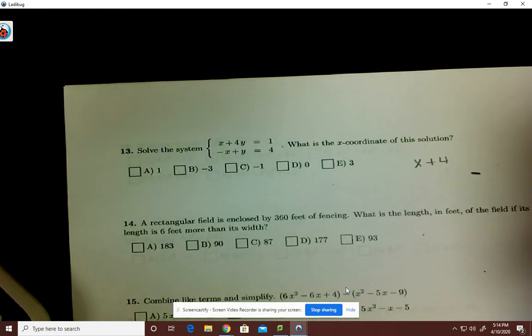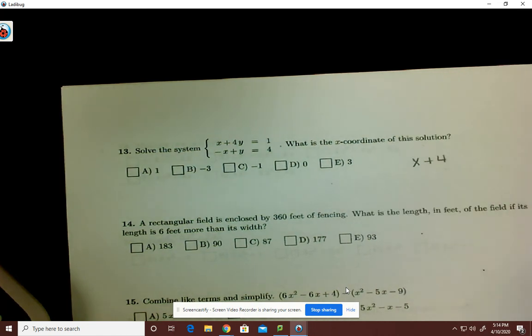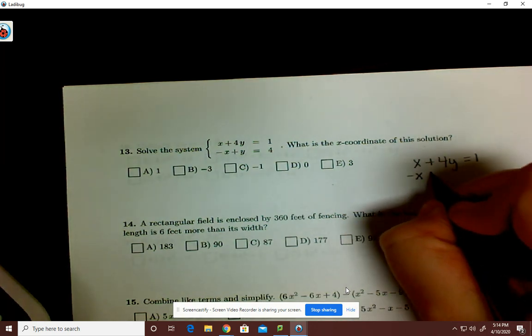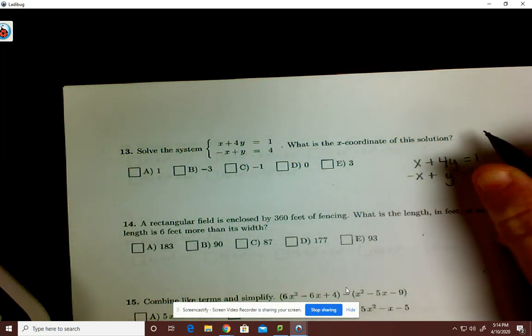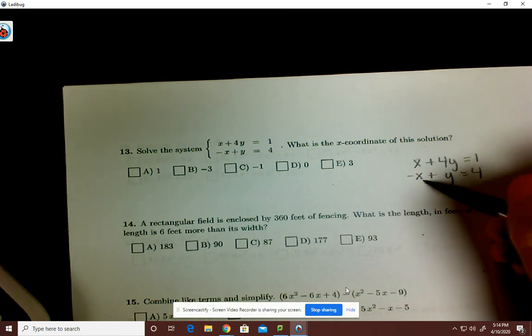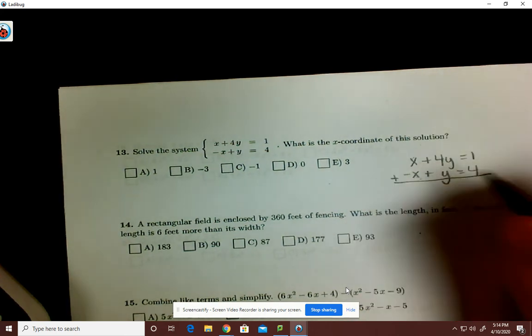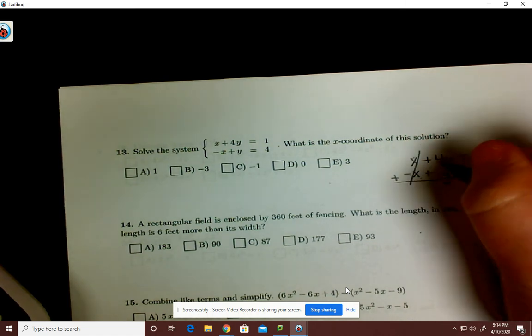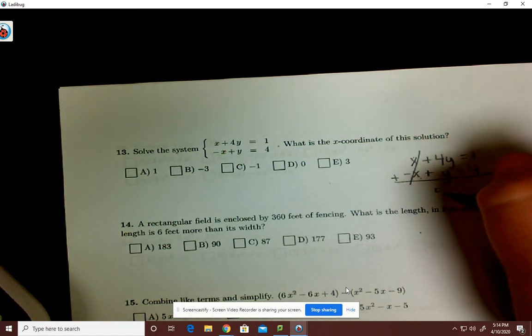So the easiest way to solve this one, and you can do it different ways. If you use substitution, that's fine, or graphing. But I'm going to show you what I think is an easy way, and that is when you have opposite signs of the same variable, you can just add the two together. So that's gone. That eliminates that because that's 0. 4y plus 5 would be 5y, and 1 plus 4 is 5.